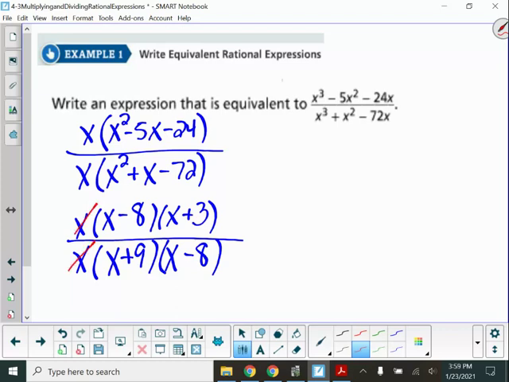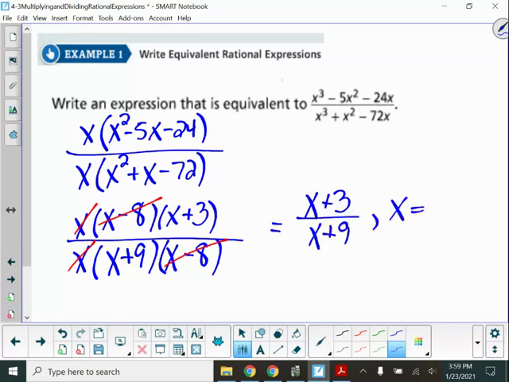Otherwise, you cannot pull numbers away from the term that they are in parentheses with. Nor in the original problem could I have crossed out the x cubes, because x cubed is not a factor. X cubed is just a term. So we can't cross those out. However, x minus 8 is a common factor in the top and in the bottom, so we can eliminate that. We can cross that out. What I'm left with then is x plus 3 over x plus 9.